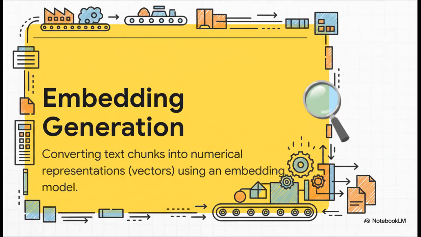And now for the really cool part. It's basically a magic trick. Embedding generation. At this station, we take every single one of those text chunks and we use a special model to convert its meaning, the semantic meaning, into a long list of numbers. We call that a vector. This is how the machine understands relationships. Chunks of text that mean similar things will have mathematically similar vectors. It's literally translating language into math.